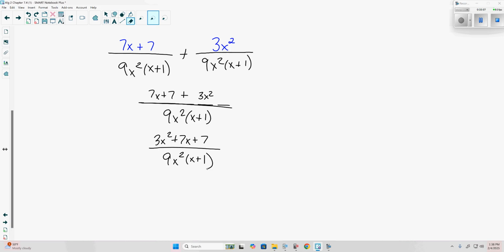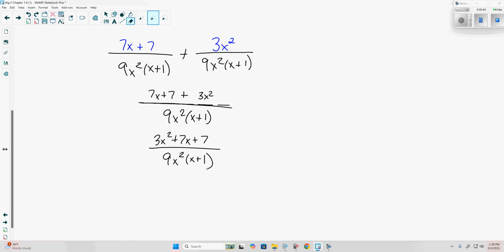Now, the only thing left to make sure is that there's nothing in common on top and bottom. Because if there's anything in common, we need to simplify it out. If there's going to be something in common on top and bottom, it's either going to match up with the 9x squared. There's going to be some greatest common factor between 3x squared, 7x, and 7. Well, there's not a greatest common factor between those. So the other chance is that it factors out and we have a factor of x plus 1. Does that make sense?